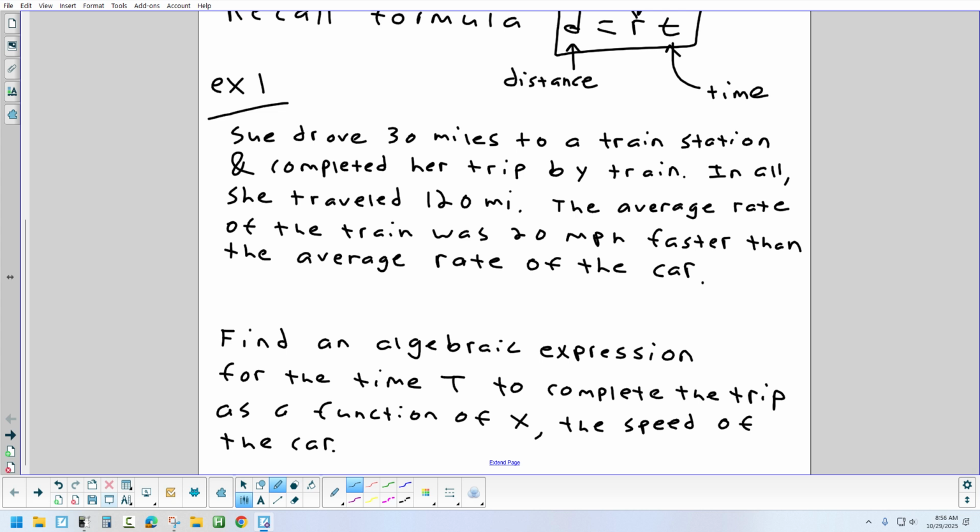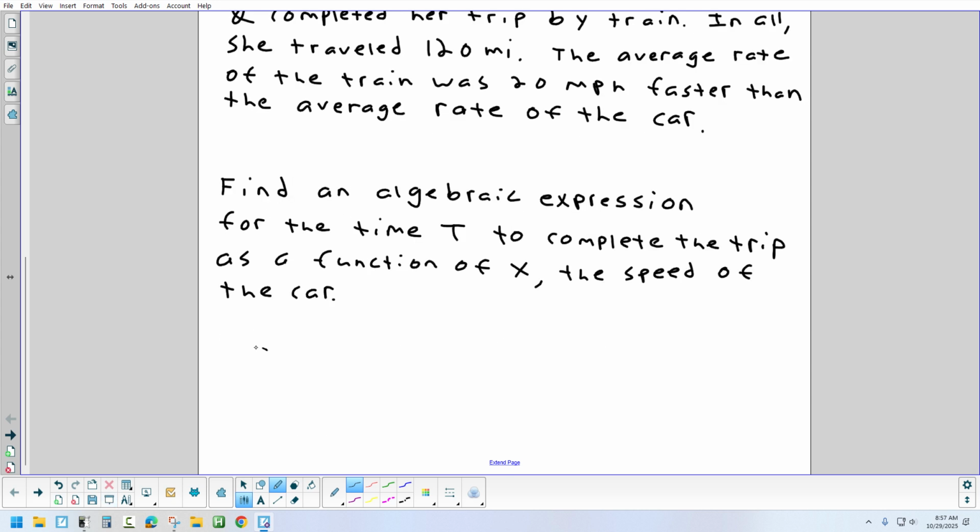So the first thing is they are asking about time. So we should probably rework that equation they gave us so that it is in terms of time. So what would be the distance equals rate times time formula if you solve it for t? Yep. Distance divided by rate equals time. Yep, perfect. So let's write that down. Distance divided by rate equals time.